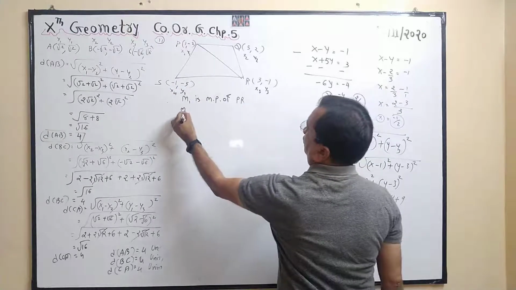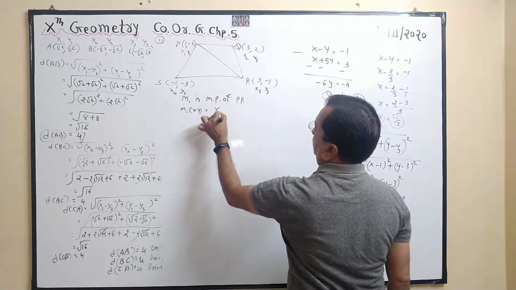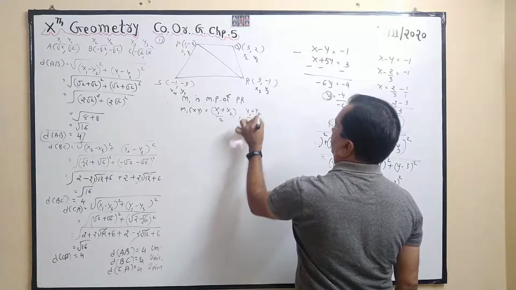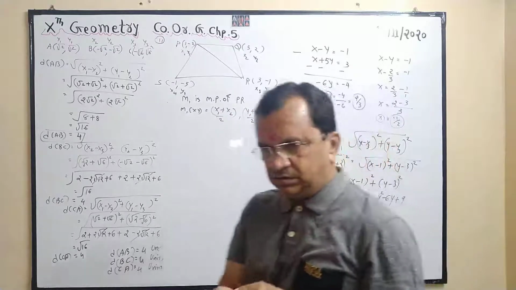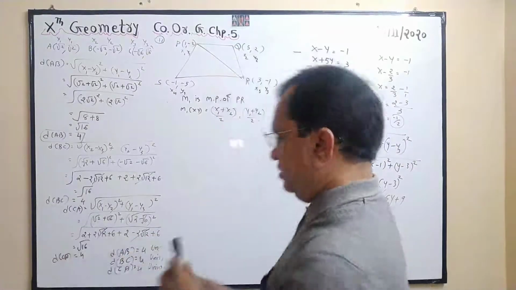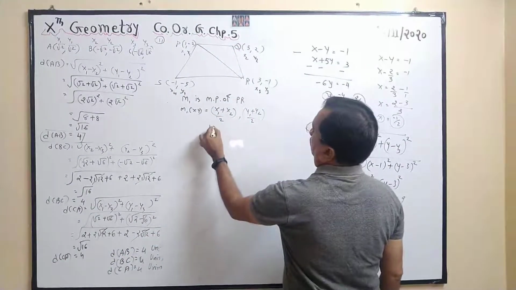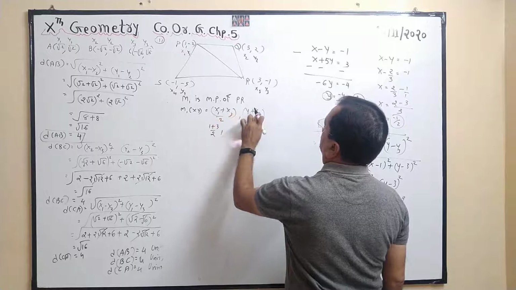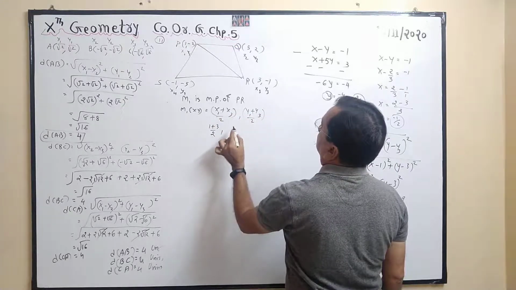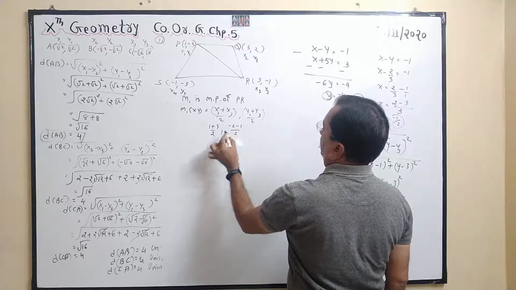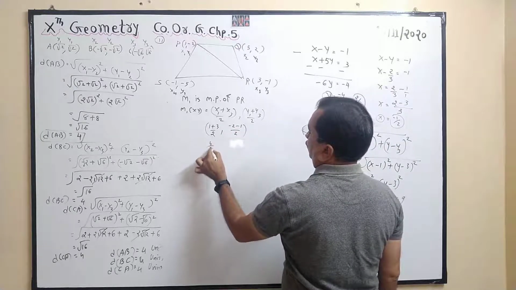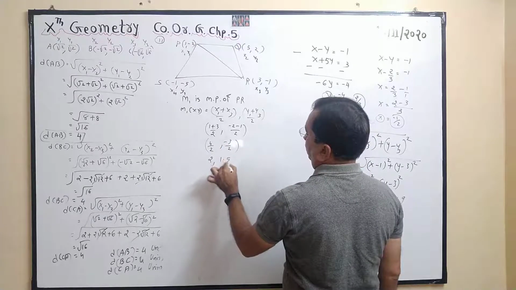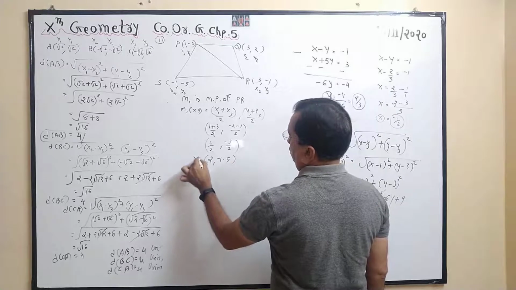Midpoint of PR. Therefore M1 (x, y) is equal to (x1 plus x2) divided by 2, (y1 plus y2) divided by 2. So 1 plus 3 divided by 2, minus 2 minus 1 divided by 2. So 4 by 2, minus 3 by 2. So it is 2, minus 1.5. So this is your M1.